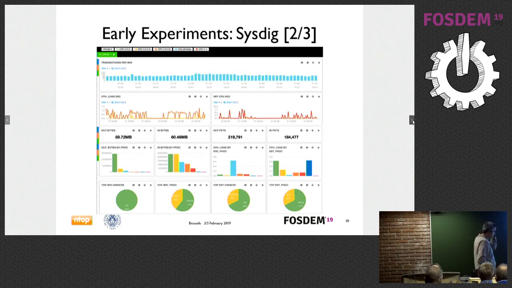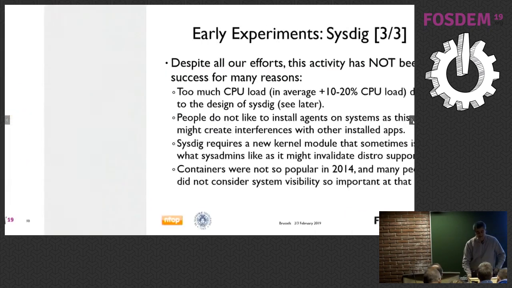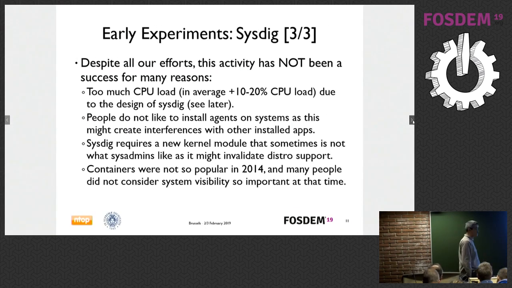So this code is still available. We integrate that with Elasticsearch. You can see the nice graph: top owner, top processes, and so on. Okay, very nice. So I spent a real lot of time on that, but it was a failure.